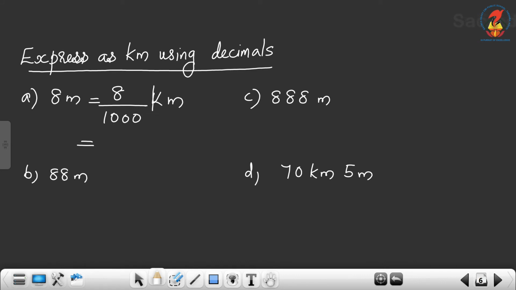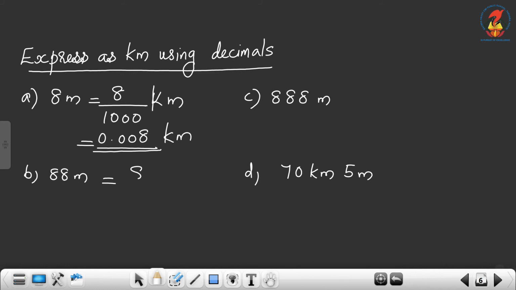How to write it in the decimal form? After 1 we have 3 zeros. So we have to get 3 decimal places. Then here we have 8 only. Therefore we have to move 3 digits to the right. So 8 we moved, then we do not have digits there. So we will put 2 more zeros there. Then put the decimal point. So 8 by 1000 is equal to 0.008 kilometer.